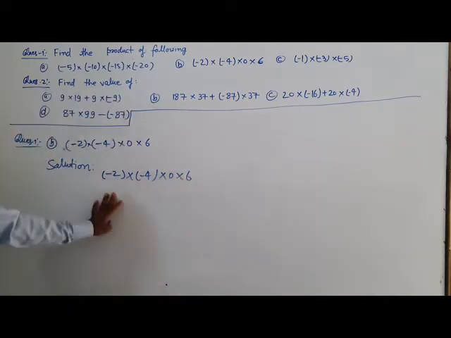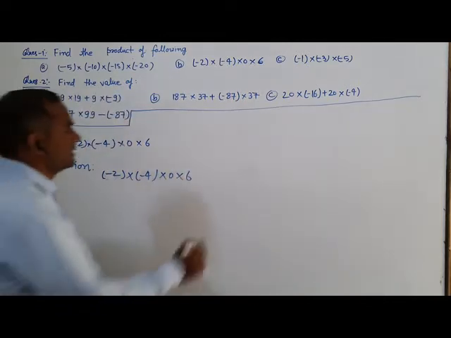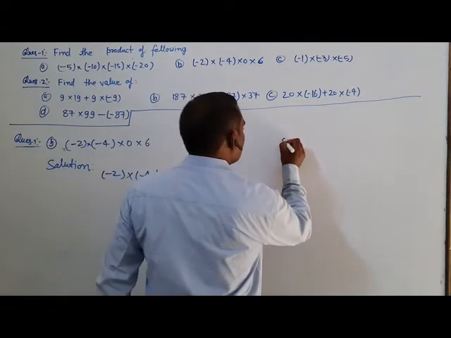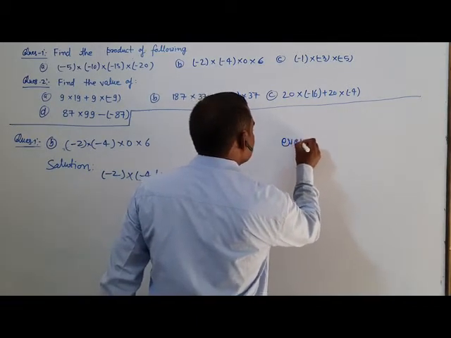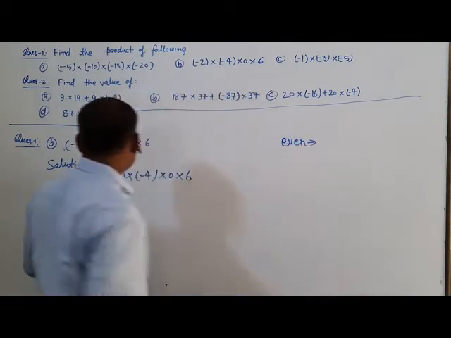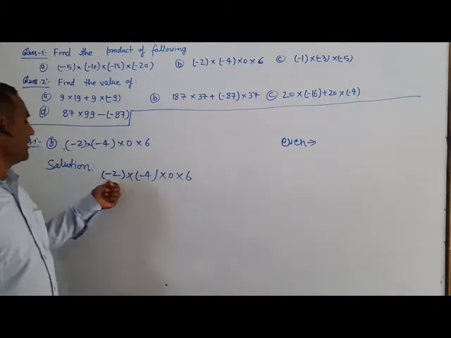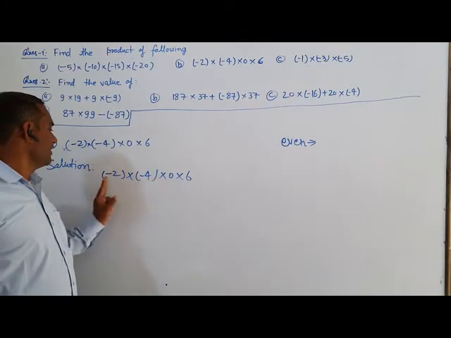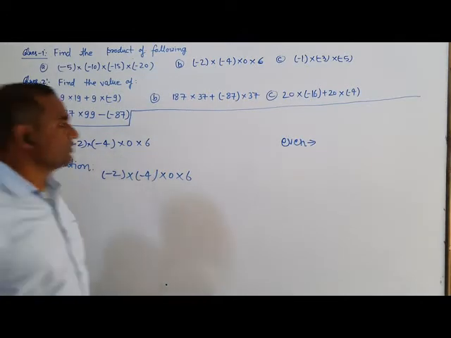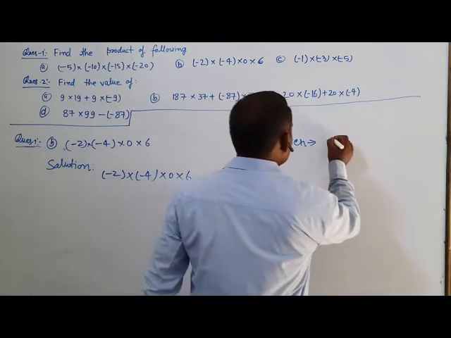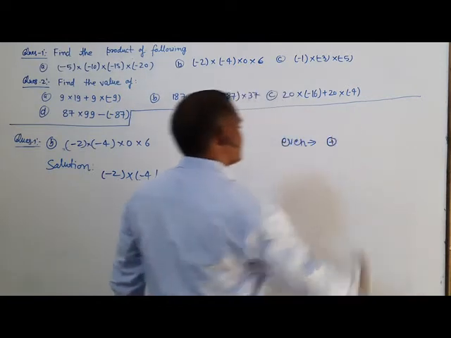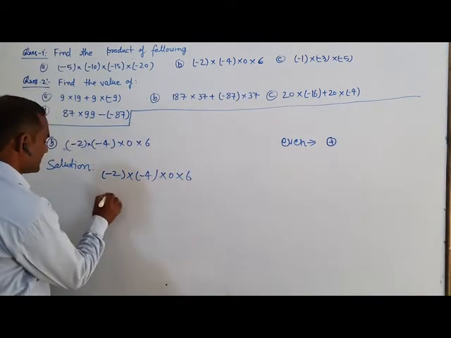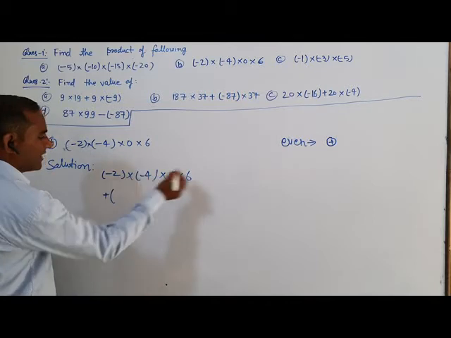Here we see that negative sign. Negative sign क्या है? Even 1, 2, 3. There is no sign of 0. So 1, 2. Negative sign 2 है. So the sign of this product will be plus. So we write plus. Now multiply the integers.